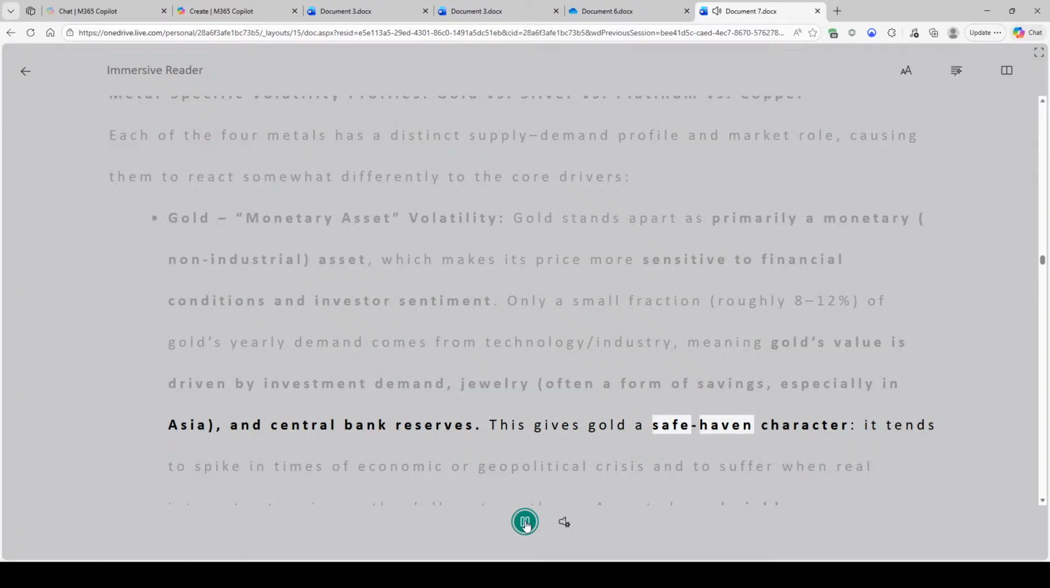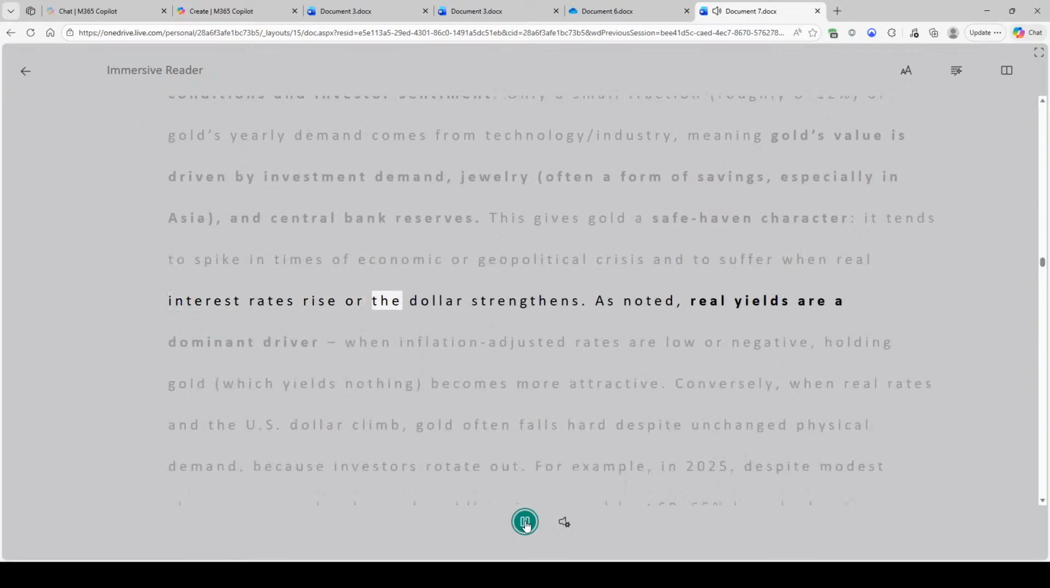This gives gold a safe haven character. It tends to spike in times of economic or geopolitical crisis and to suffer when real interest rates rise or the dollar strengthens. As noted, real yields are a dominant driver. When inflation-adjusted rates are low or negative, holding gold, which yields nothing, becomes more attractive. Conversely, when real rates in the US dollar climb, gold often falls hard despite unchanged physical demand, because investors rotate out.